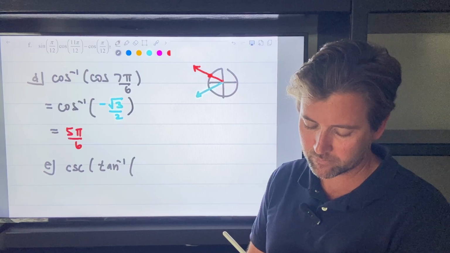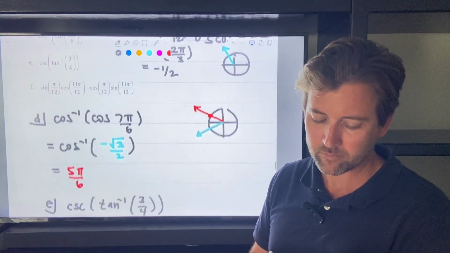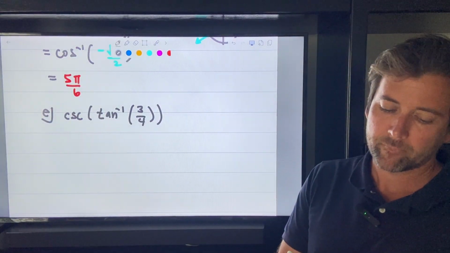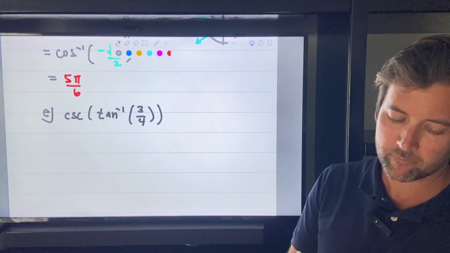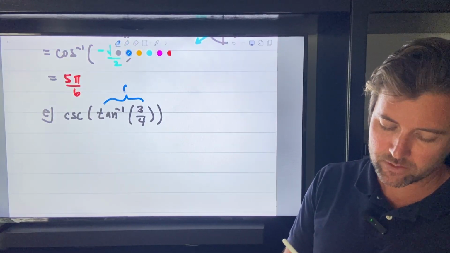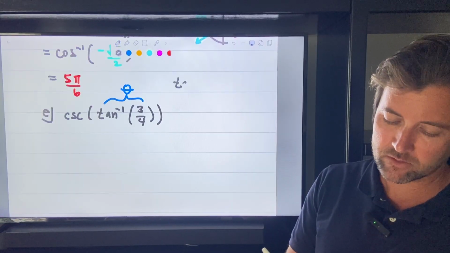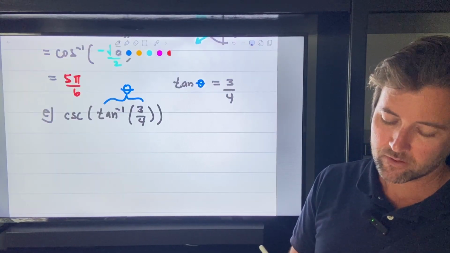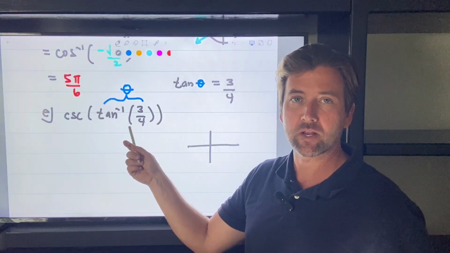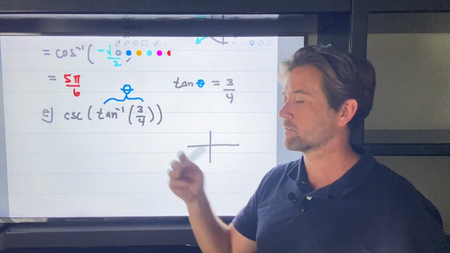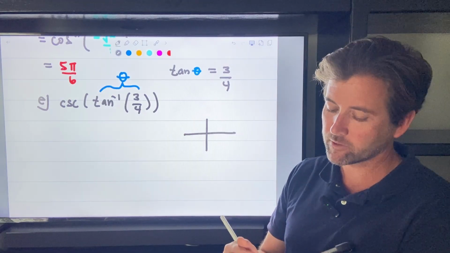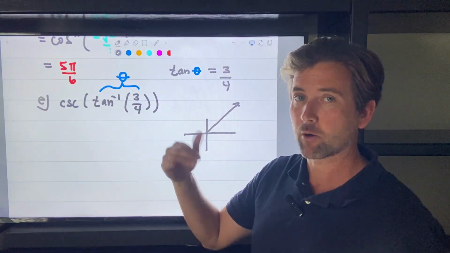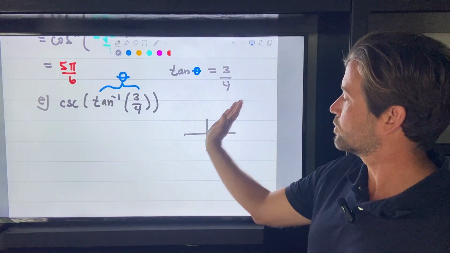Part E. We want to figure out the cosecant of this angle here. So let's pretend this angle is theta. So what we have here is tangent of this angle theta will output 3/4. Now arc tangent has to output an angle in between negative pi over 2 and positive pi over 2. And since this is positive 3/4, that angle has to be in the first quadrant. It's either the first or the fourth because of arc tangent's possible outputs. 3/4 is a positive number, so the slope is going to be positive.